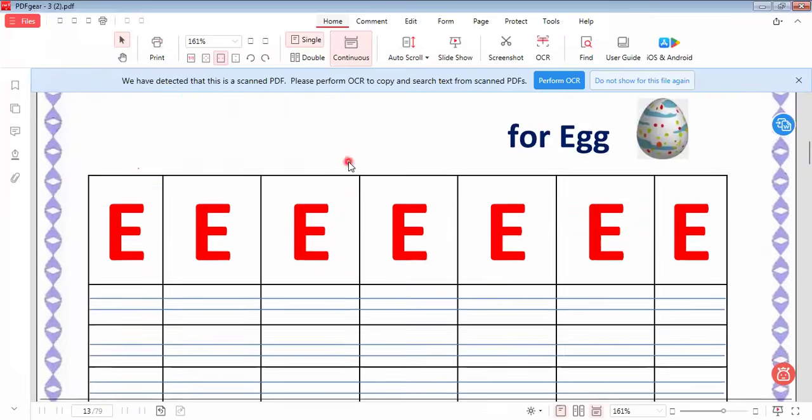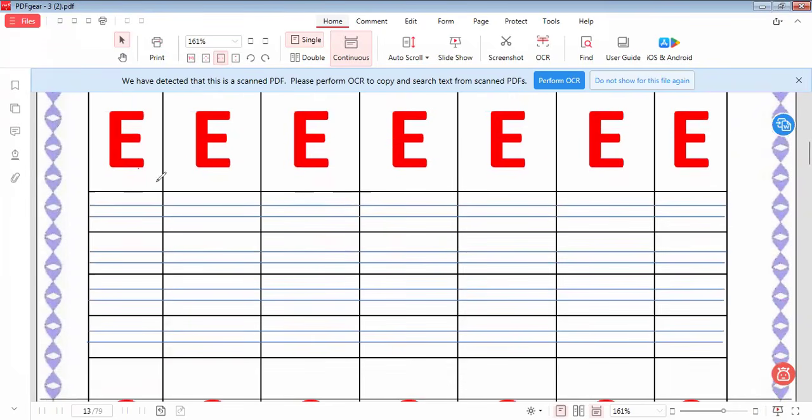Here is capital E and small e. How can I write capital E? I write capital E as it is, and I write small e as it is. This is a small e, and this is capital E. Let's continue the rest of the exercise.